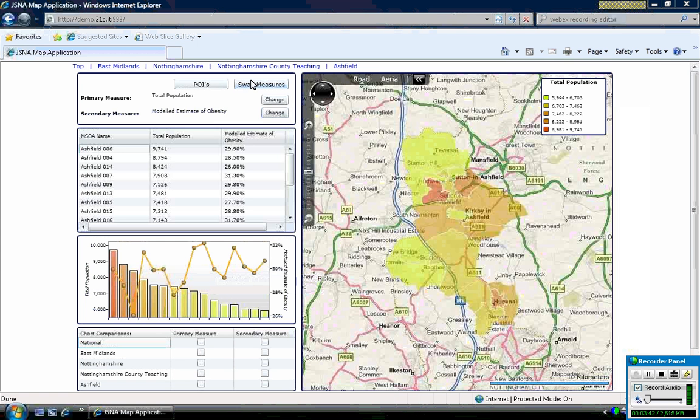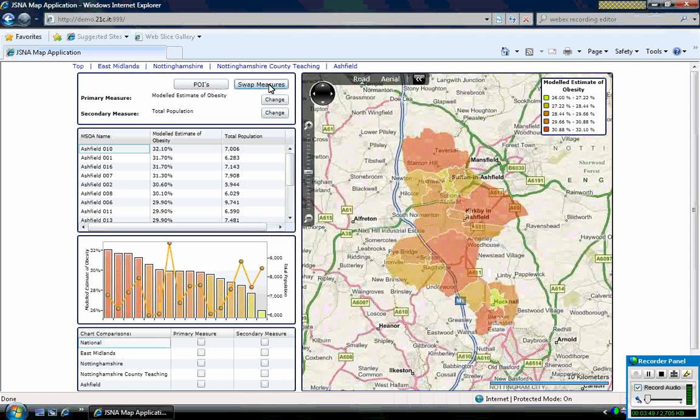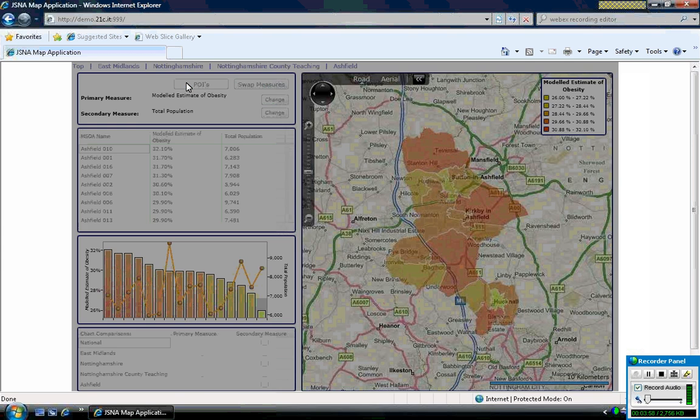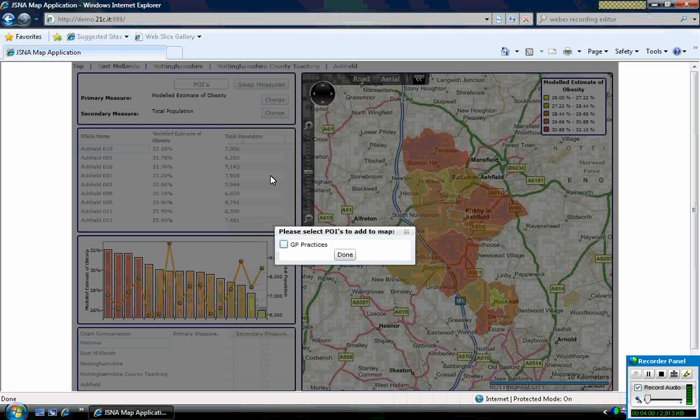So then what I'm going to do is, actually this one is showing total population, so I'm just going to swap the measures over, and you can see then that it drives according to the secondary measure and shows them where the greatest prevalence of obesity is.